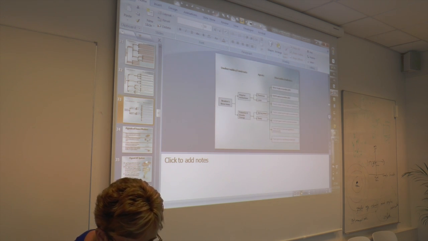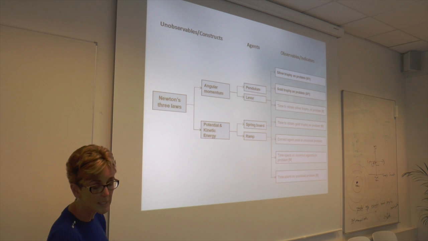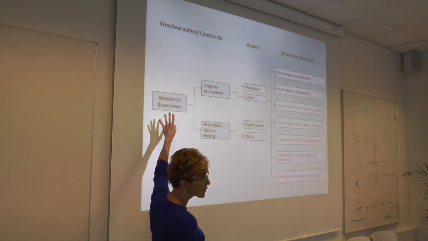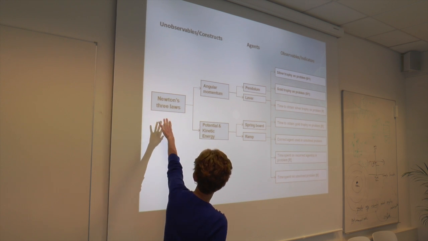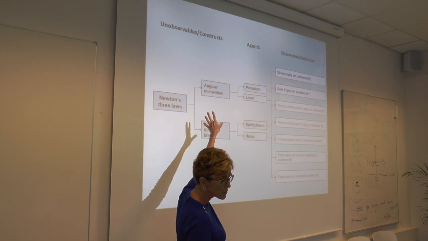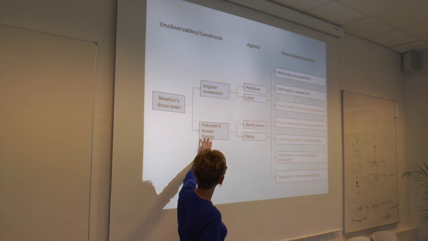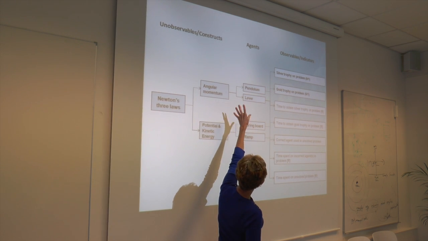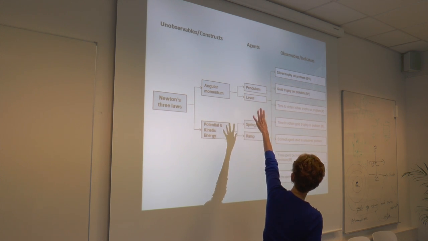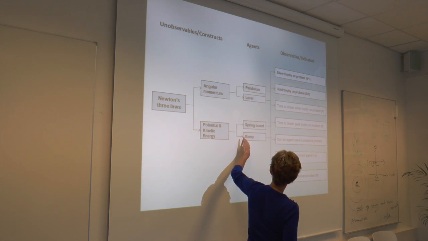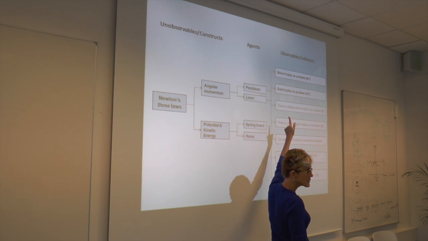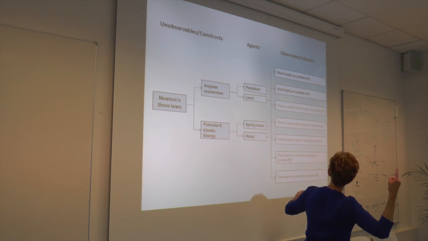So the last model, and this is a very simplified mini version of the model for the physics part of the story. We were looking at Newton's physics, Newton's 3 laws, which broke out into issues related to angular momentum and potential and kinetic energy. And then our simple machines, or our agents, were pendulums and levers and springboards and ramps.